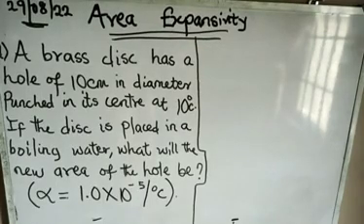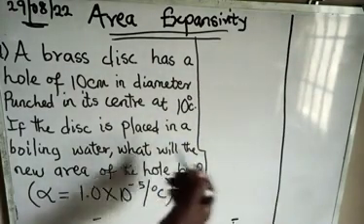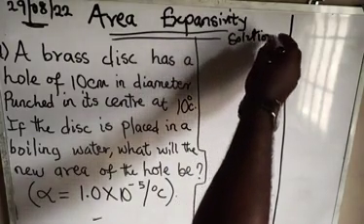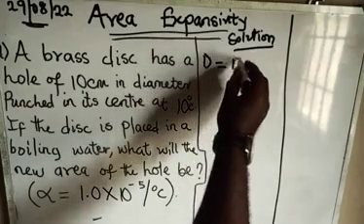All right, here we have a question. A brass disc has a hole of 10 cm in diameter punched in its center at 10 degrees Celsius. If the disc is placed in boiling water, what will the new area of the hole be? Okay, now let's write out the parameters we have. Let me divide this board into two. We are given the diameter to be what? 10 cm.